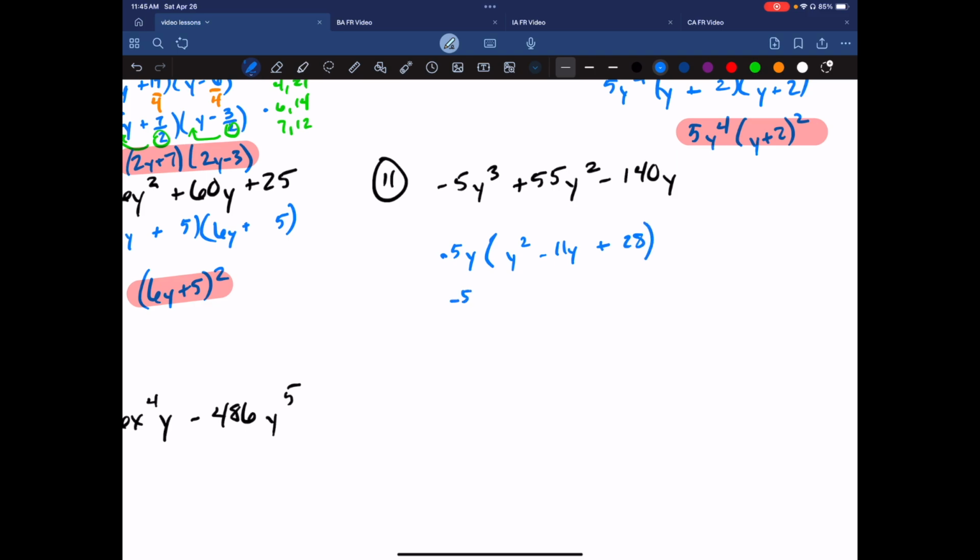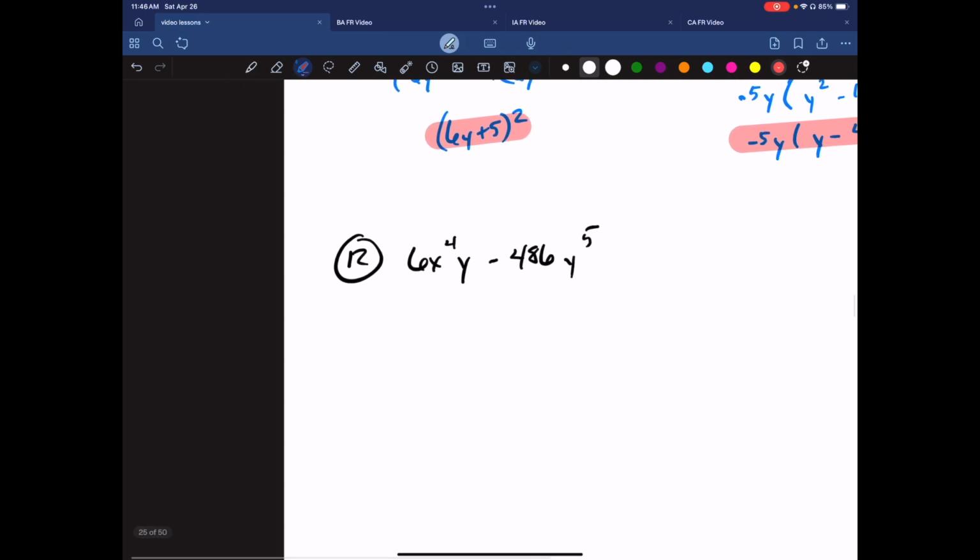Okay, so negative 5y is going to hang out. Two binomials, y and y. The second sign is positive, so both signs are the same as the first sign, which is minus. And then 4 and 7 give you 28 and add to 11. Nothing else to do there. That's completely factored. That's it.